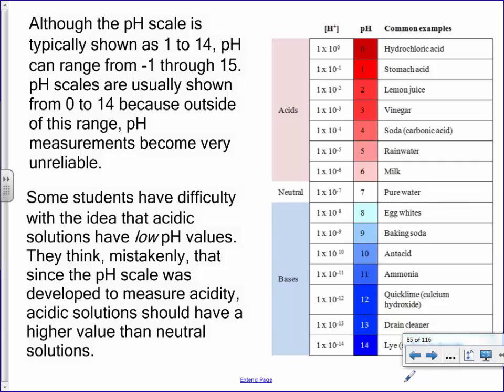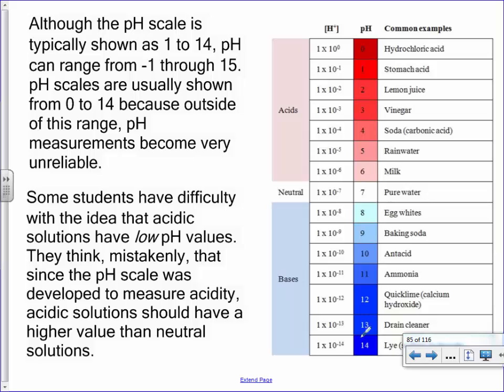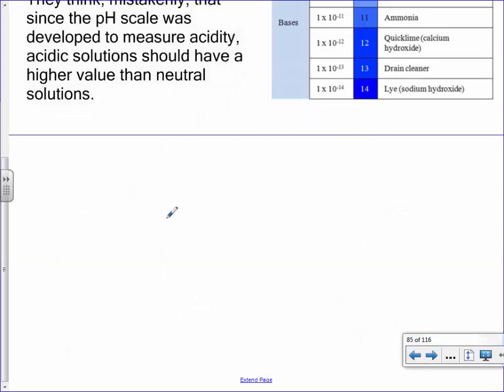So, here's what that means then. You know how I told you yesterday the pH scale usually is shown from 1 to 14? It actually can go below that. Let me show you an example here. Let's say that the pH was equal to -1.1.